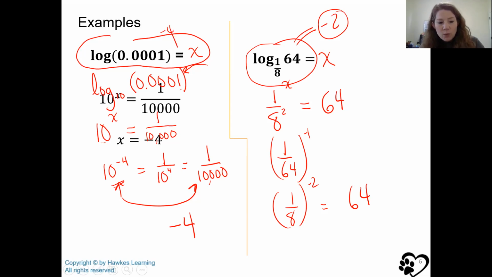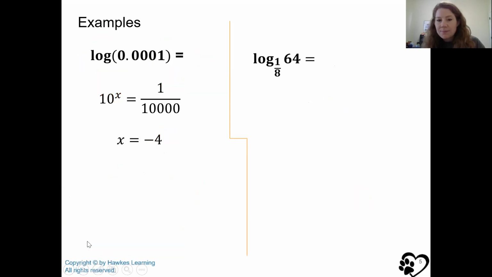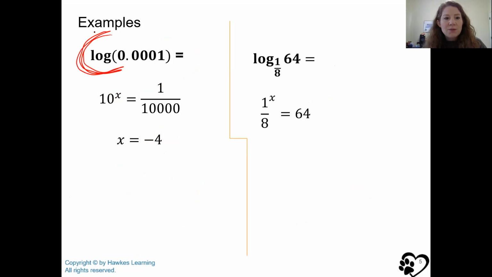All right, I want to explain why to you, but now guess what? There's better news, you guys. Better news for sure. Well, at least for the first one. This one, your calculator will do this one for you. So you're going to take your calculator, you're going to hit the log button, and you're going to type in 0.0001, and it tells you right away the answer is -4.